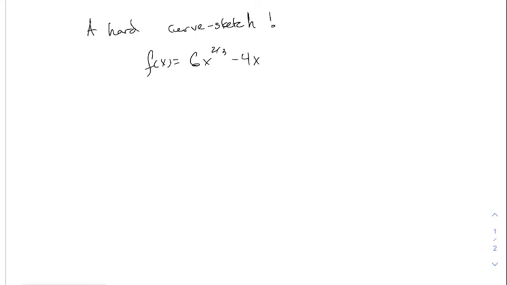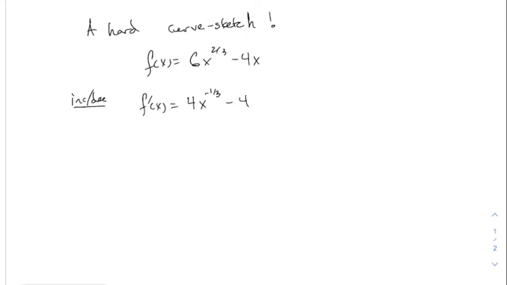So first of all, the increasing, decreasing. We begin by taking the derivative and finding the critical numbers. So f prime of x. This is not so hard. You go x to the 2/3, so the 6 gets multiplied by 2/3. I get 4. And then x, what's the new exponent going to be? You subtract 1. Negative 1/3. And then minus 4x just turns into minus 4. That's easy enough.